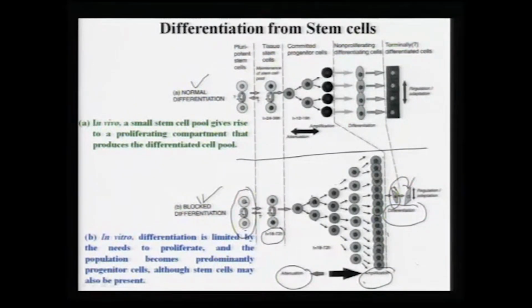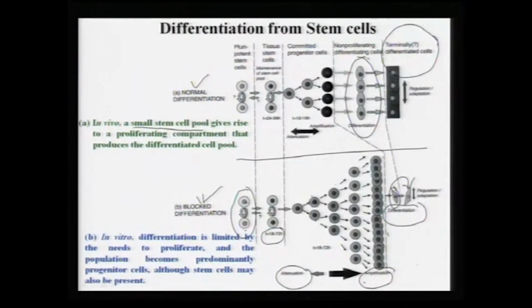In the normal differentiation case, there is a small stem cell; as I said, the stem cell is the primary cell. This small stem cell gives rise to a proliferating compartment that produces a differentiated cell pool. So this is the case for the non-proliferating differentiating cells. Non-proliferating means they are not proliferating, but just differentiating. And this one is called terminally differentiated cells, where it is almost at the terminal stage and cannot be differentiated any further.